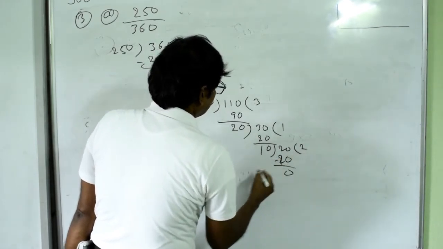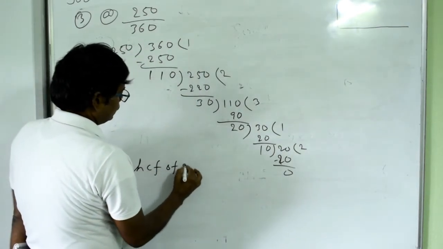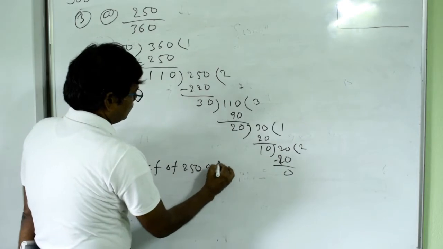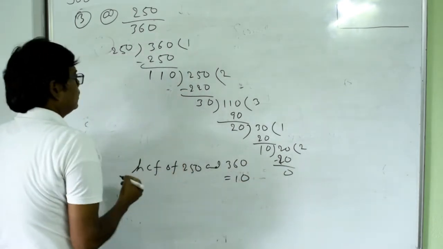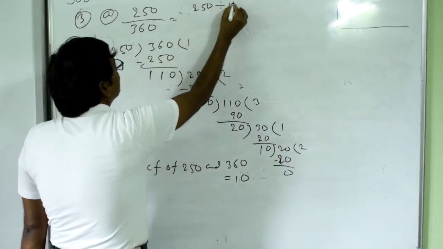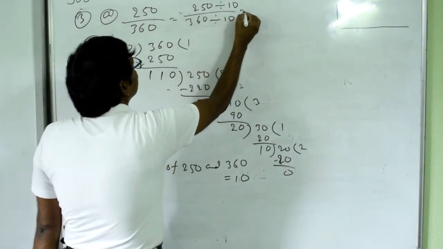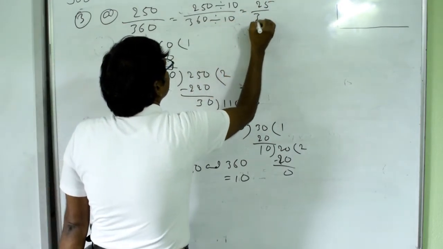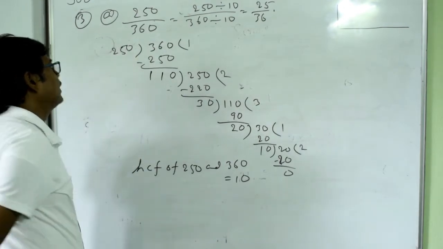So here the HCF of 250 and 360 is equal to 10, and therefore you will divide 250 by 10 and 360 by 10, so it will be 25 by 36. This is the simplest form of this fraction, okay?